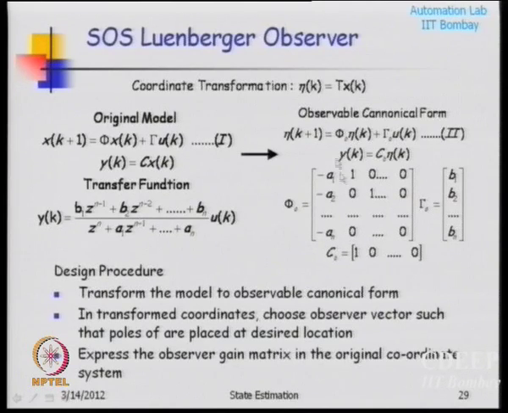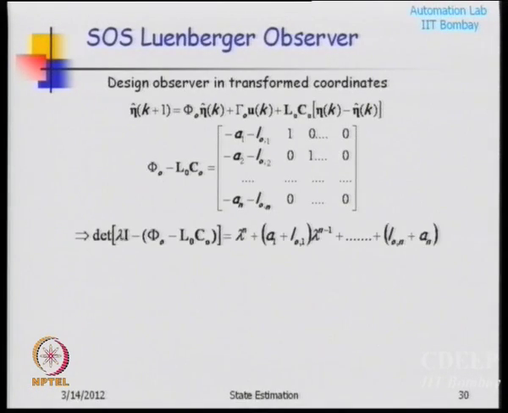So for this system, if you want to find out the observability matrix, it's very easy. You can just find the transfer function, construct this form, and write the observability matrix. You are given phi and C. Finding the observability matrix for this system is very easy. It's not difficult. So finding the transformation matrix is easy.